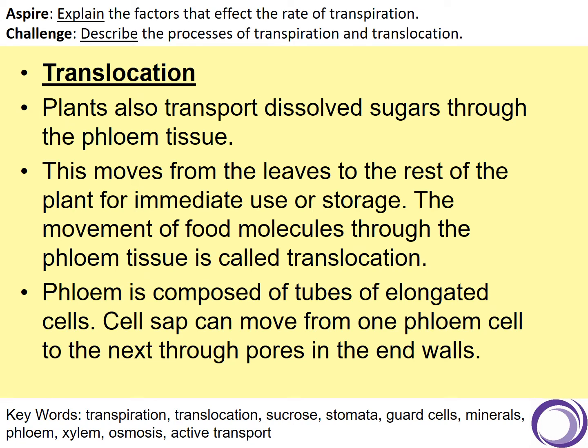Translocation is a little bit different, because this is the movement of sugars through the plant, and that uses not the xylem vessels or the xylem cells, but the phloem tissue. Now the glucose that's made in photosynthesis moves from the leaves, and it goes everywhere.